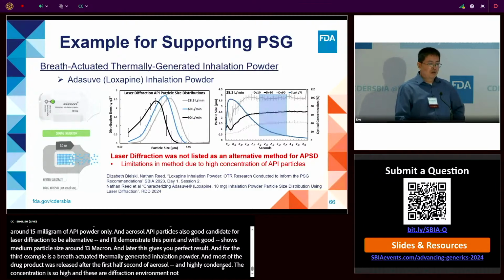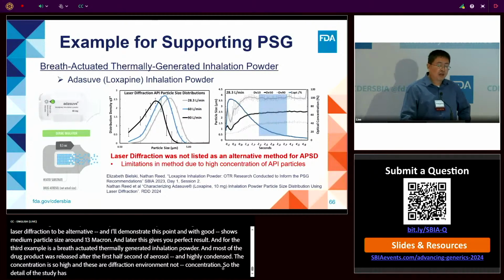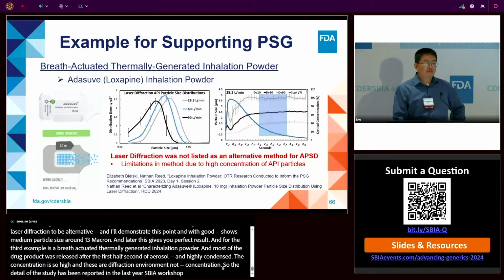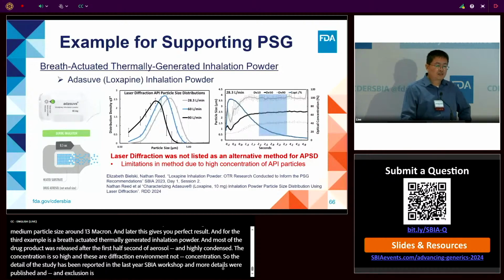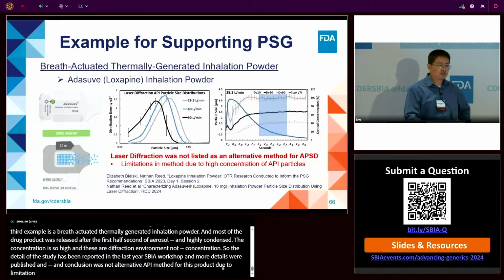The details of this study were reported at last year's SBIA workshop, and more details were published in the RDD 2024 proceedings. The conclusion is that laser diffraction was not recommended as an alternative APSD method for this drug product, due to the limitation of the high concentration of API particles.